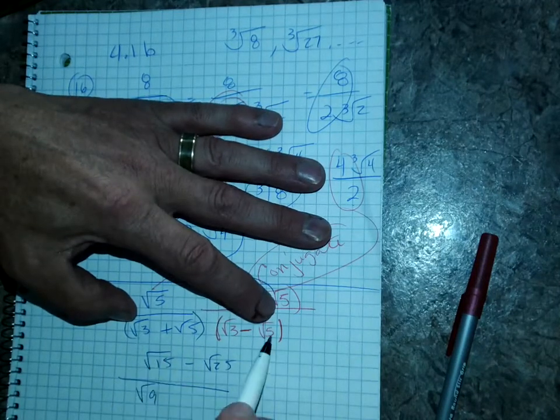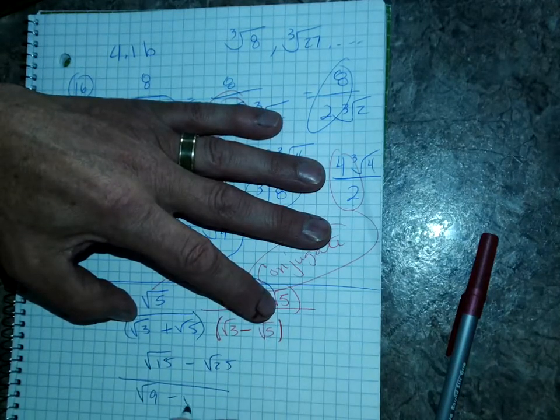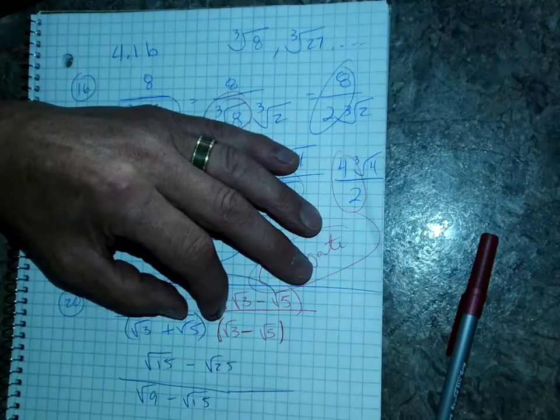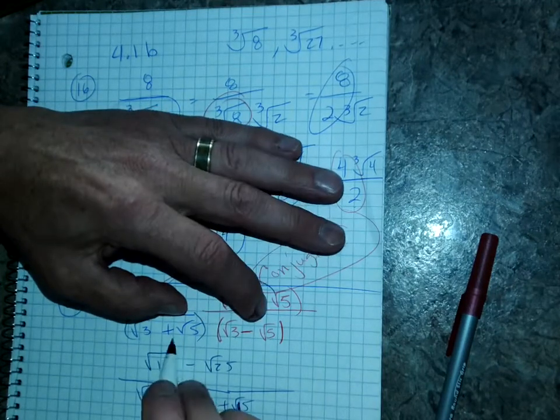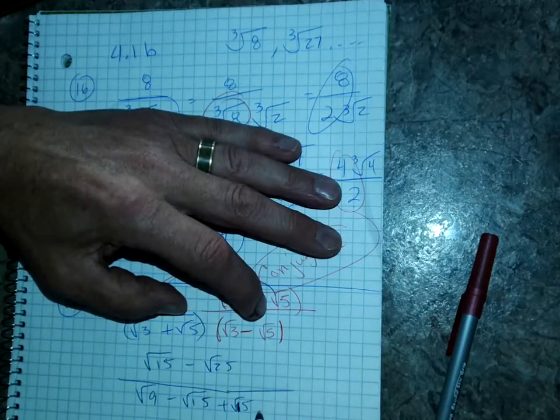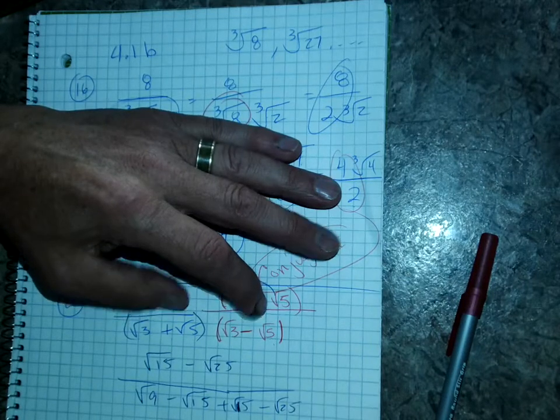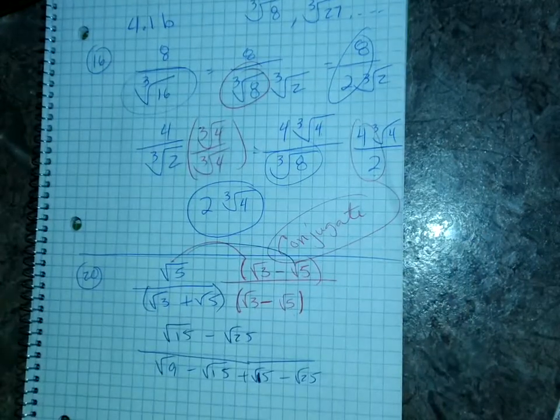Square root of 3 times a minus square root of 5 makes a minus square root of 15. Square root of 5 times square root of 3 makes a positive square root of 15. And square root of 5 times square root of 5 is with a negative. It's going to be a negative square root of 25. Okay, so here's what's cool about this thing. A couple of things I see.